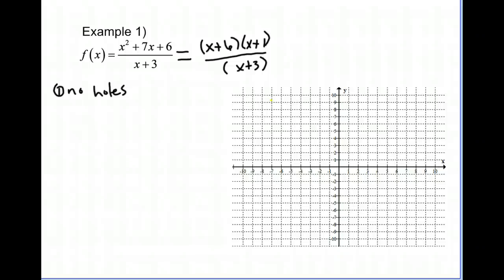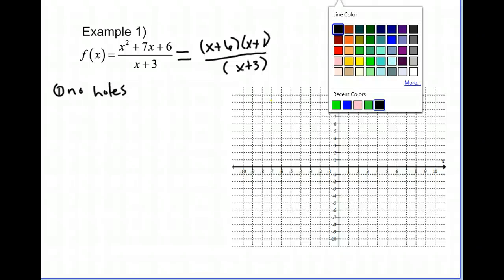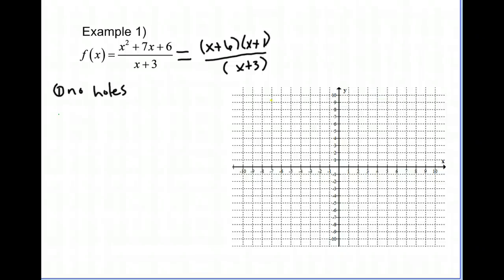are the vertical asymptotes. Just going to abbreviate that by VA. Vertical asymptotes, that's where we're looking at the denominator. So we're going to be looking at x plus 3 and seeing where x plus 3 equals 0. Well, x plus 3 equals 0 when x is negative 3.